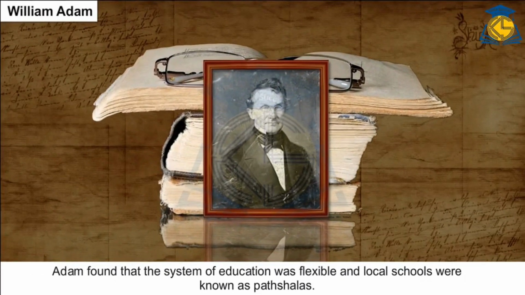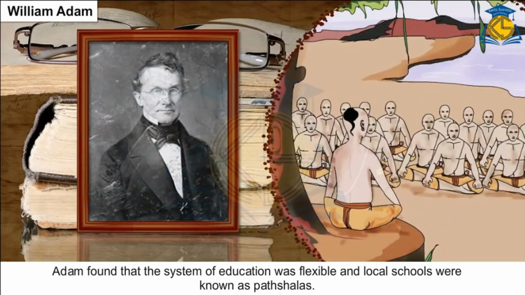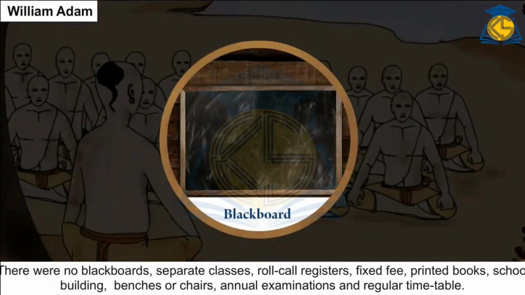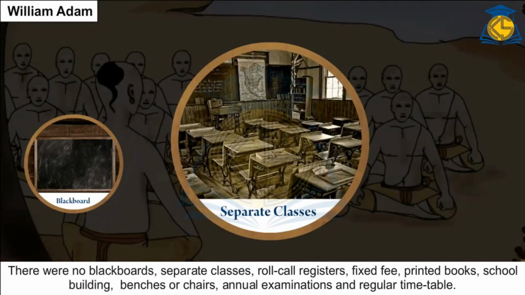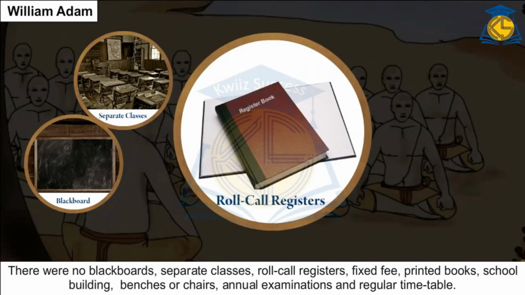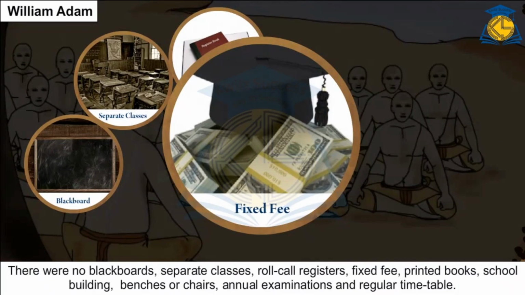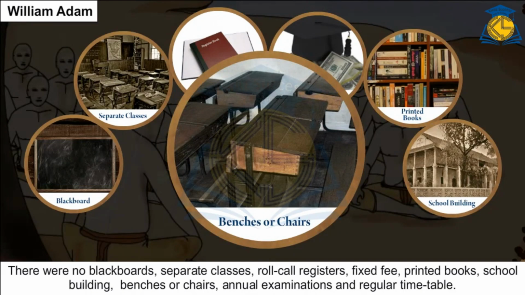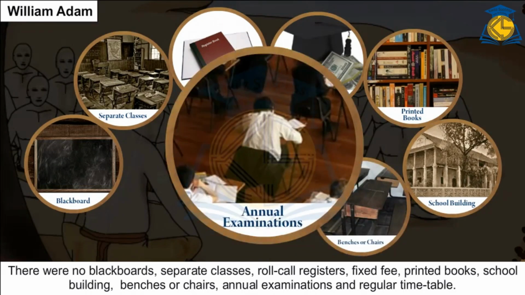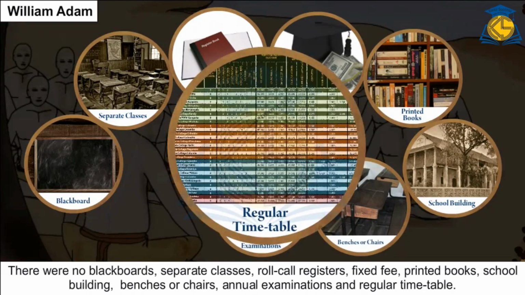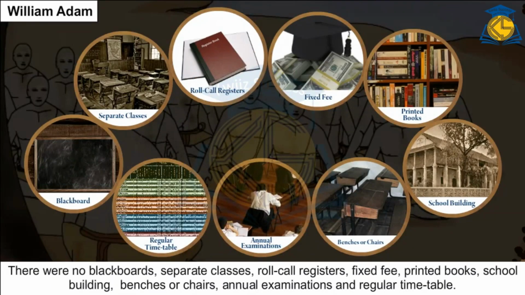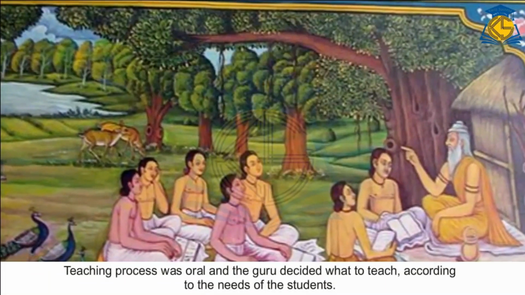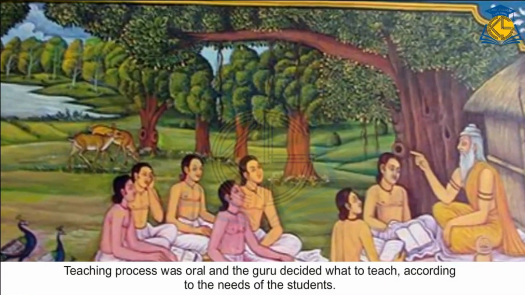Adam found that the system of education was flexible and local schools were known as pathshalas. There were no blackboards, no system of separate classes, no roll call registers, no fixed fee, no printed books, no separate school building, no benches or chairs, no annual examinations, and no regular timetable. Teaching process was oral, and the Guru decided what to teach according to the needs of the students.